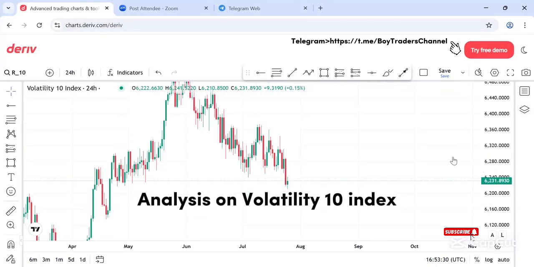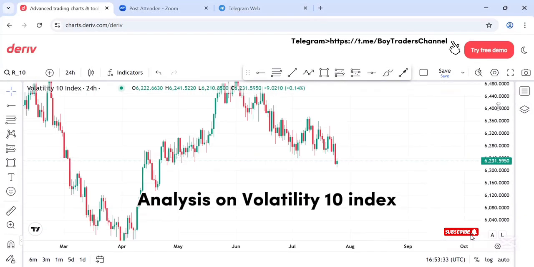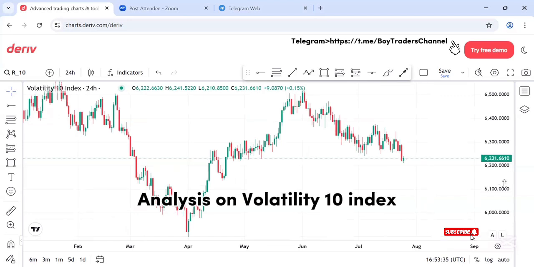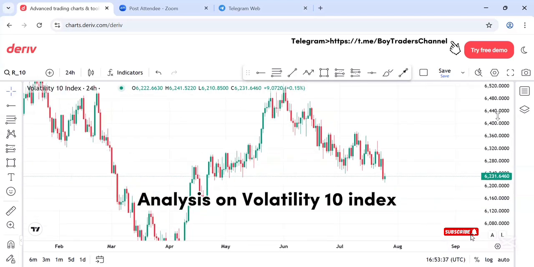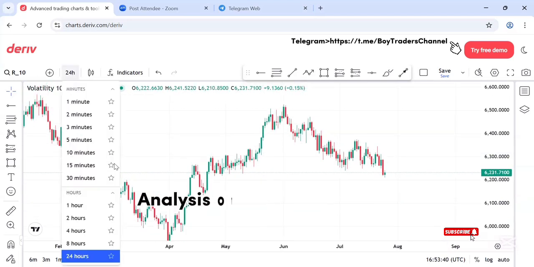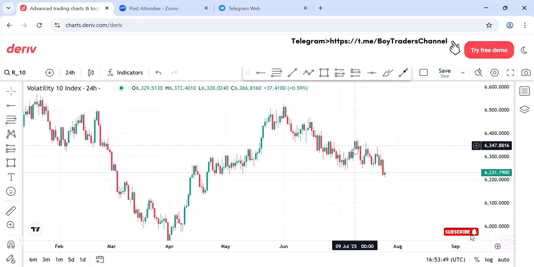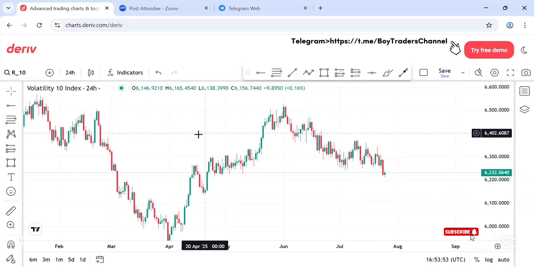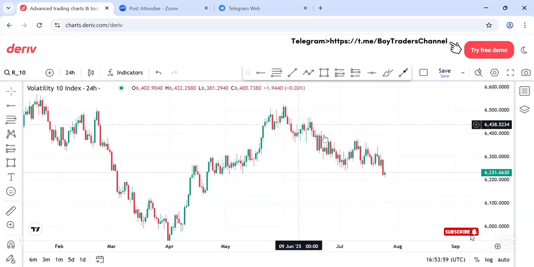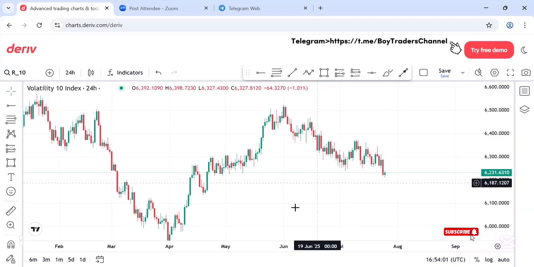As usual, we start from a higher time frame whenever we want to analyze the markets. So this is the daily time frame, and it's the highest time frame on this platform. As you can see, we have the daily time frame, the 8 hour, the 4 hour, and the 1 hour. But on the MT5, we have the weekly and the monthly time frame. So working with this platform, the highest time frame is the daily time frame, which is where we can see the current market structure. That's the first thing we look at.